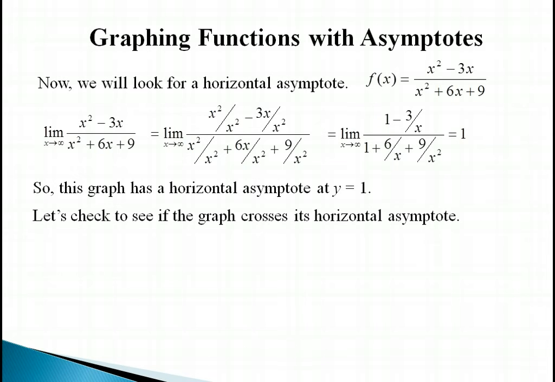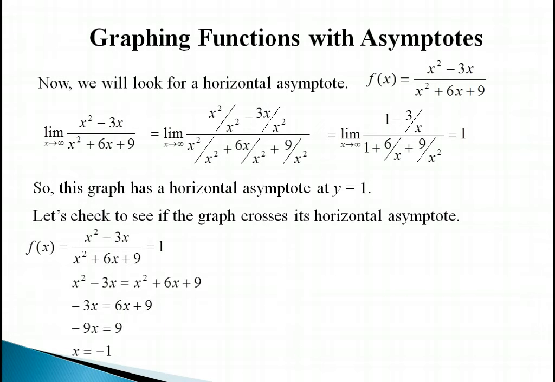Once in a while, a graph will cross its horizontal asymptote. We should check and make sure to see whether it does or not, because that would be an important point for us to graph. So we're going to take our function and set it equal to 1 and see if we can get out any solutions for x. So I'm going to multiply both sides of the equation by x squared plus 6x plus 9. So on the left side I'm left with x squared minus 3x, and on the other side I have x squared plus 6x plus 9.